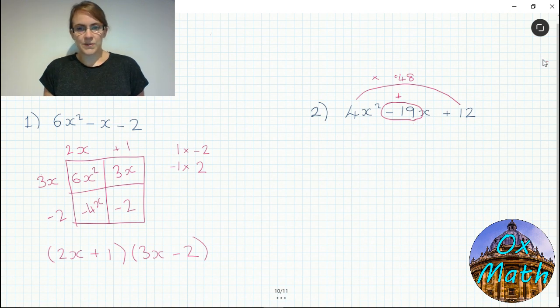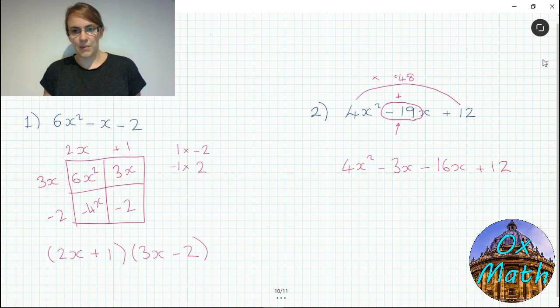So we use the minus 3 and minus 16 to rewrite our equation, but split up the minus 19x into minus 3x and minus 16x. So we get 4x squared minus 3x minus 16x plus 12. And remember, it doesn't matter if you write the minus 16 and minus 3 the other way round, you should still end up with the same answer. So we split our equation down the middle and factorise each half. So 4x squared and minus 3x, all we can take out of those is an x. So that would leave us with 4x minus 3 inside our brackets.